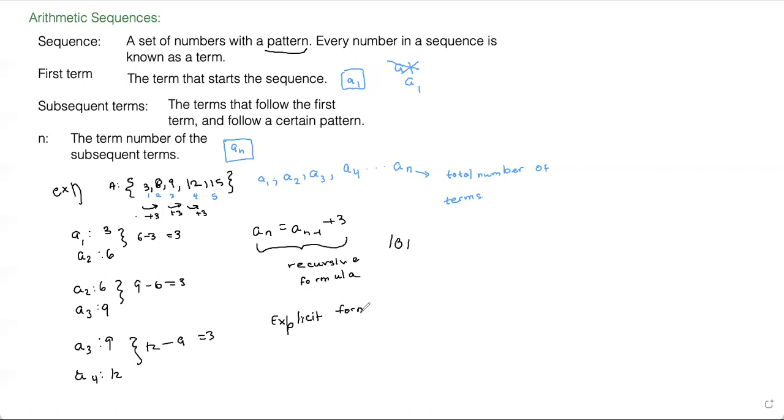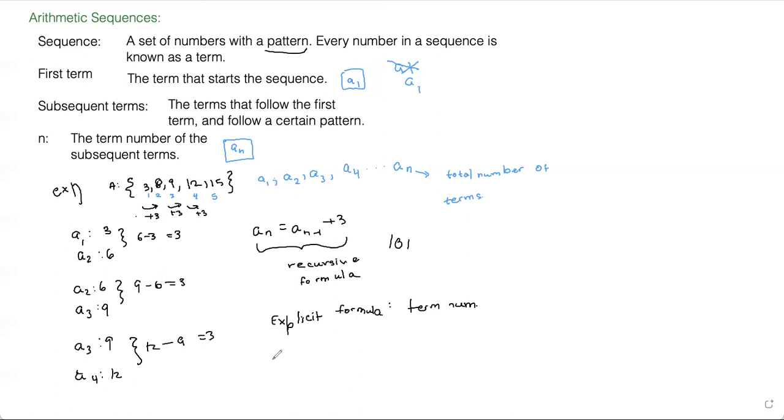The explicit formula is just a generalized formula, which usually uses term numbers, right? So like A2, A3, A4, right? So let's just discover how to write a formula like this. So let's just use example 1 again.